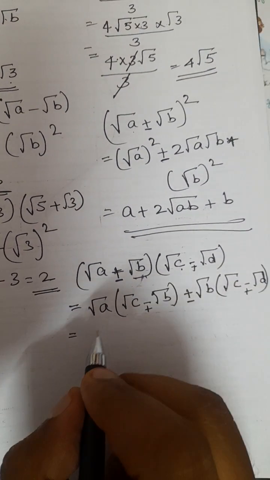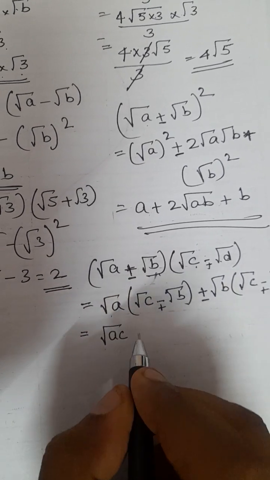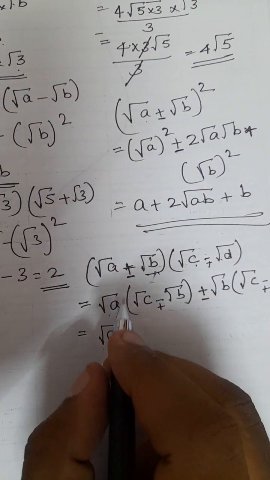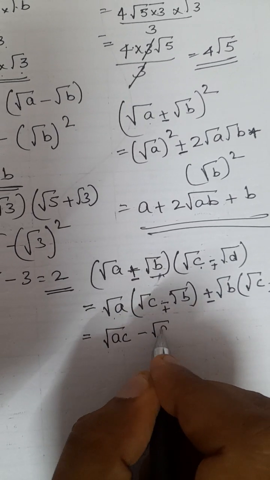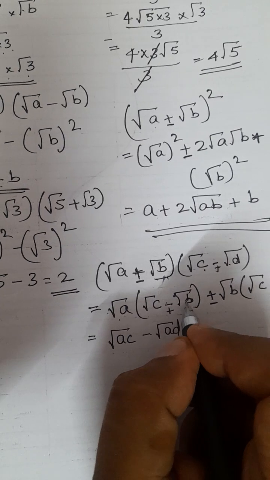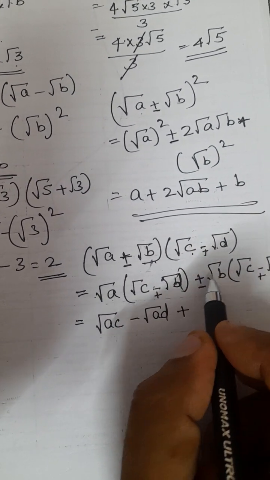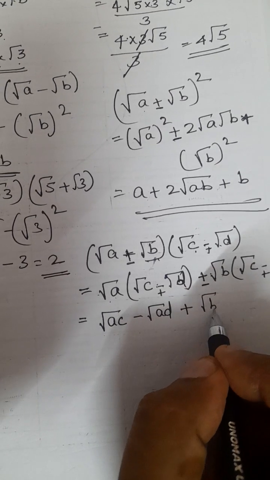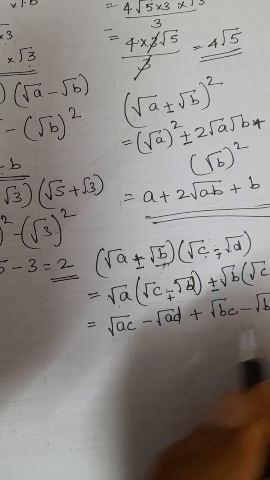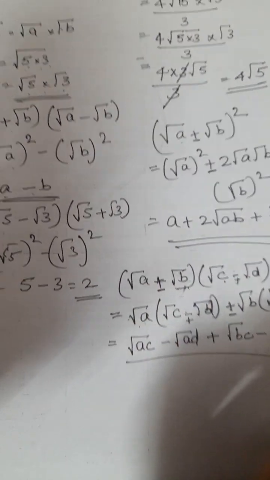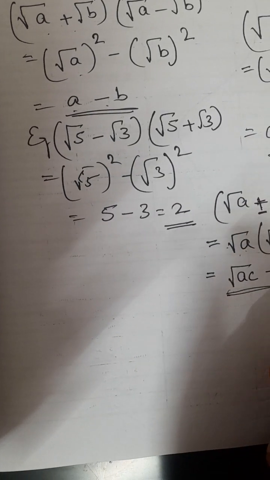So this is root AC. I'm taking the first one, plus into minus gives minus, so minus root AD, plus and plus root BC, plus and minus root BD. So depending on that, you have to do your calculations. I hope that is clear. Now let us start with some examples.